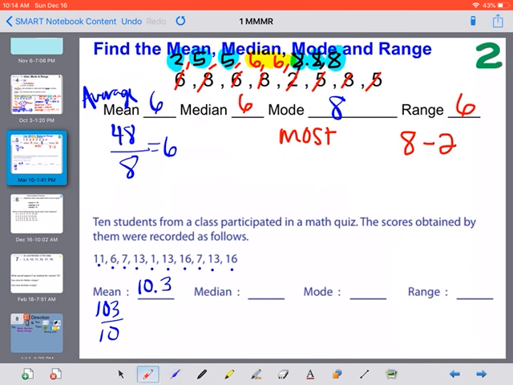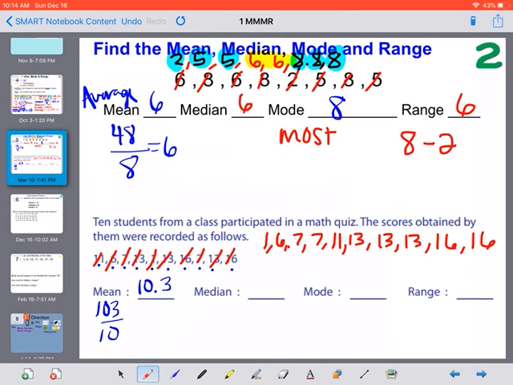Our median, we need to put these in order before we can find the number in the middle. So 1 would be our lowest, then 6, then 7 2 times, then 11, then there's 1, 2, 3 13s, and 2 16s. By putting them in order, we could tell that there were 3 13s, so we know that's our mode.